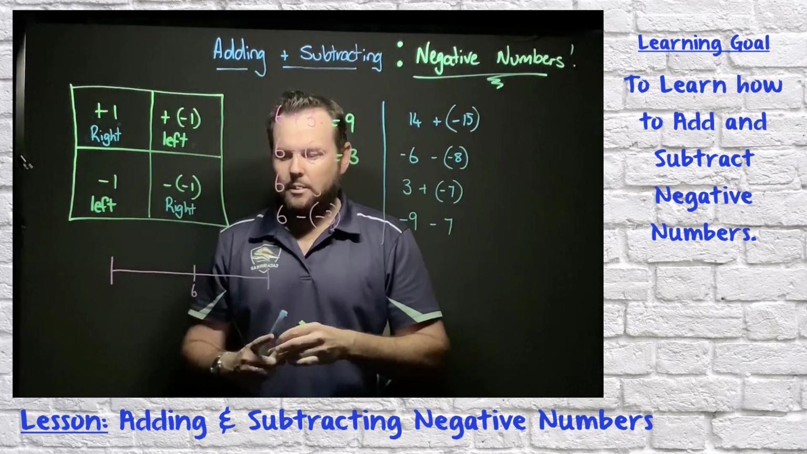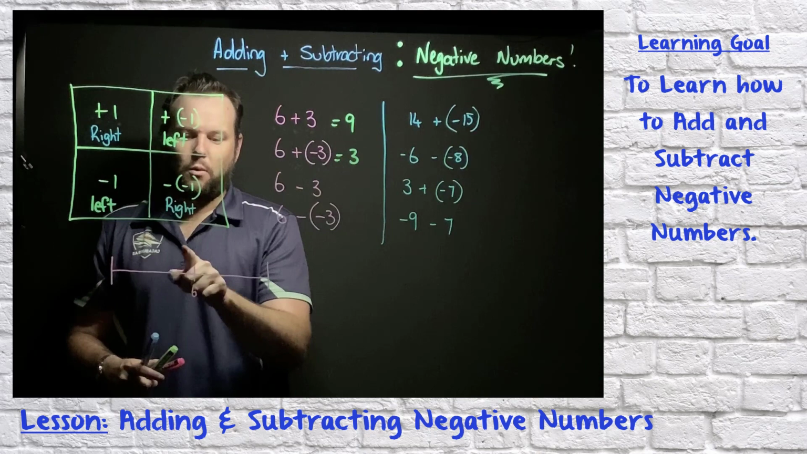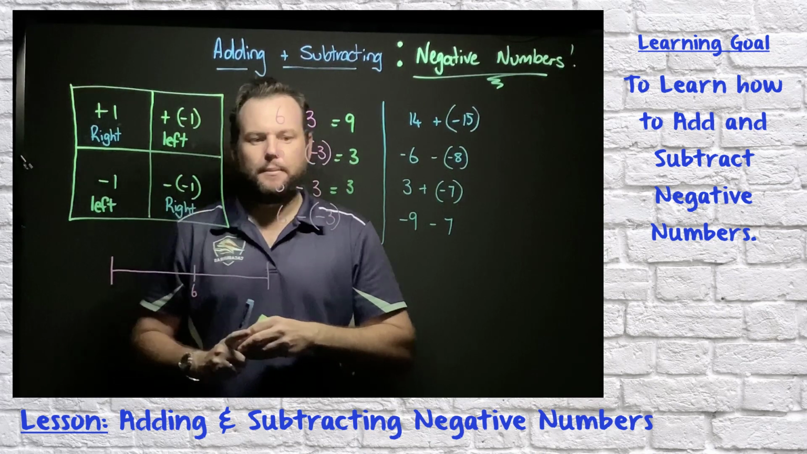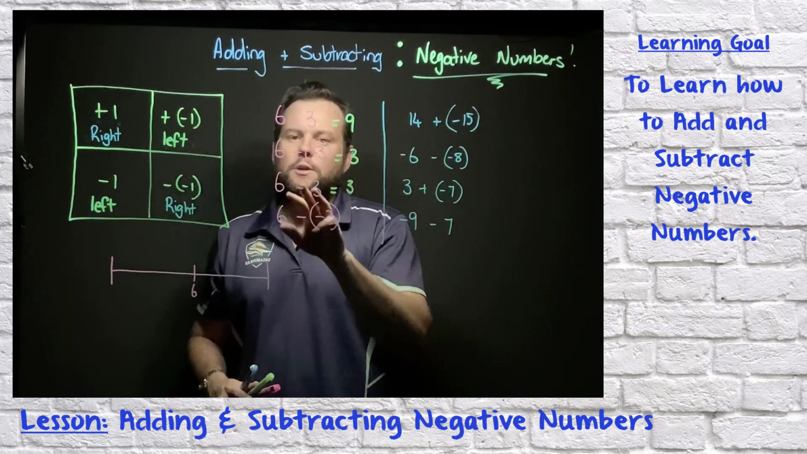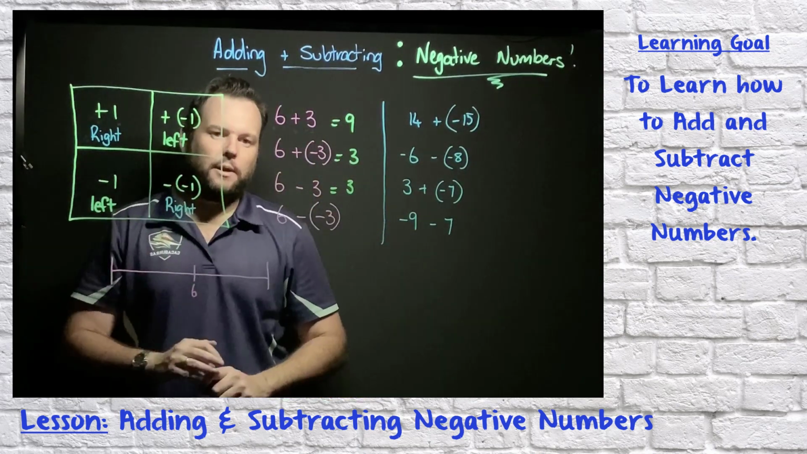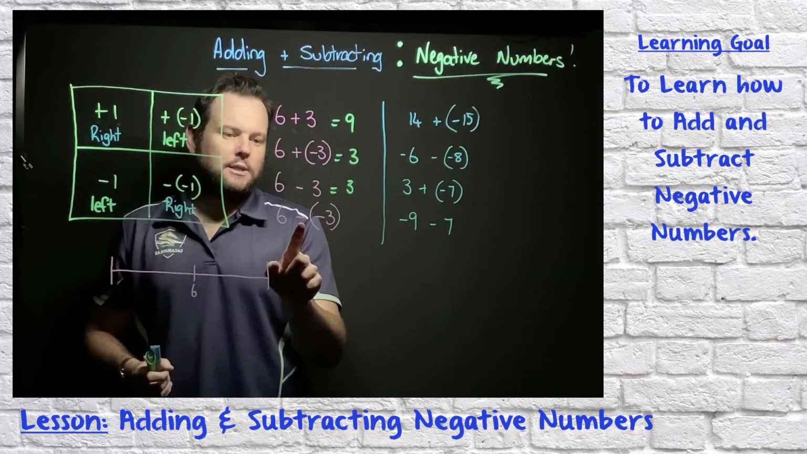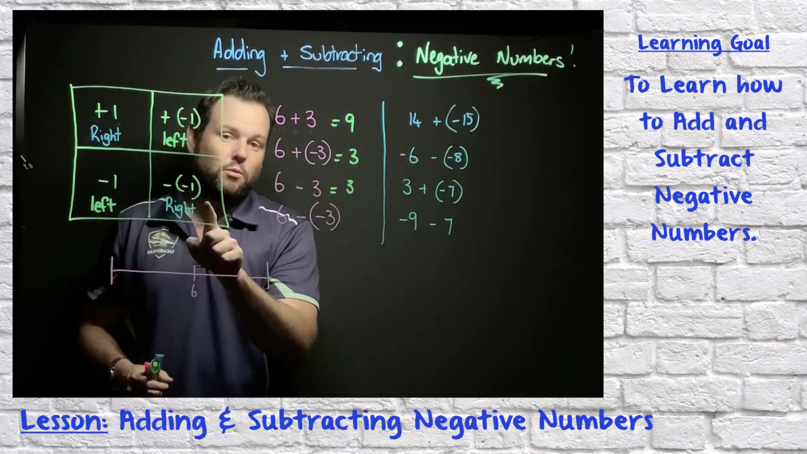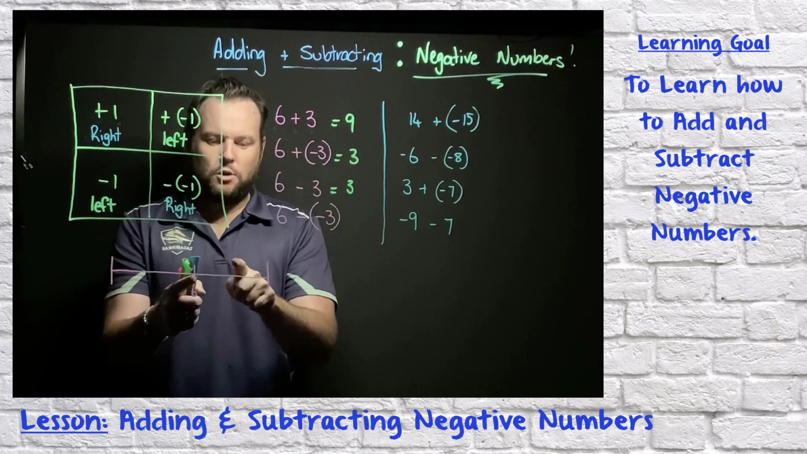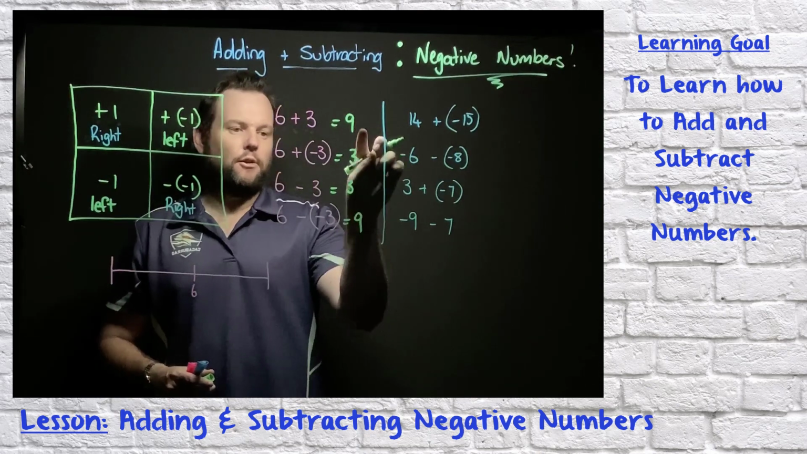6 take 3. Also, when I take away a positive number, I move left on the number line as well. So 1, 2, 3. It also takes me to 3. Now, you will notice that when you add a negative and when you take away a positive, you get the same result. And it's exactly the same when you take away a negative. So here, when I take away a negative number, I have to move right on the number line. So that means that I need to move by 3 places, 1, 2, 3. So I'm going to end up at 9, just like my first one up here.